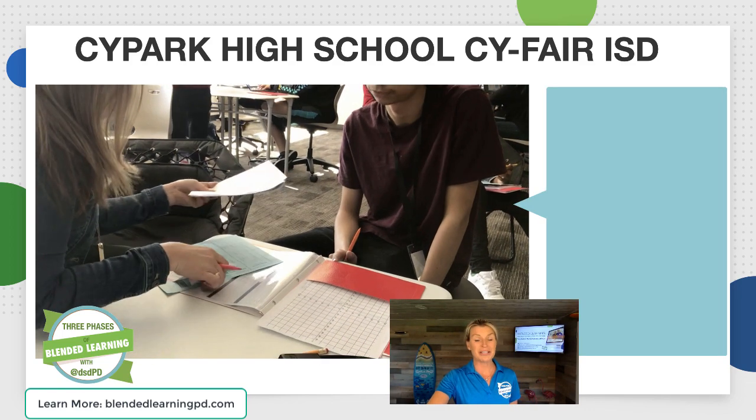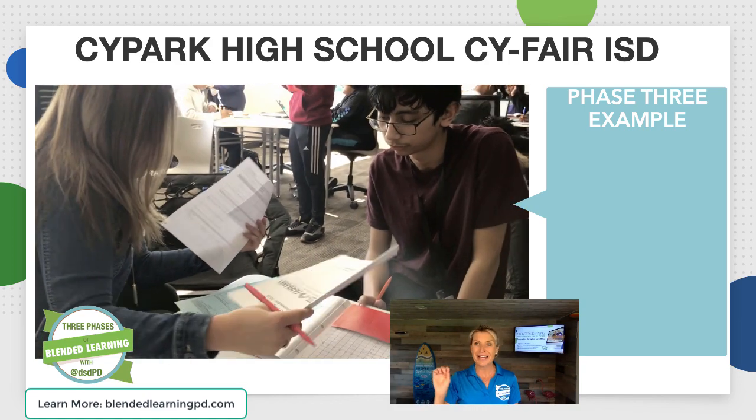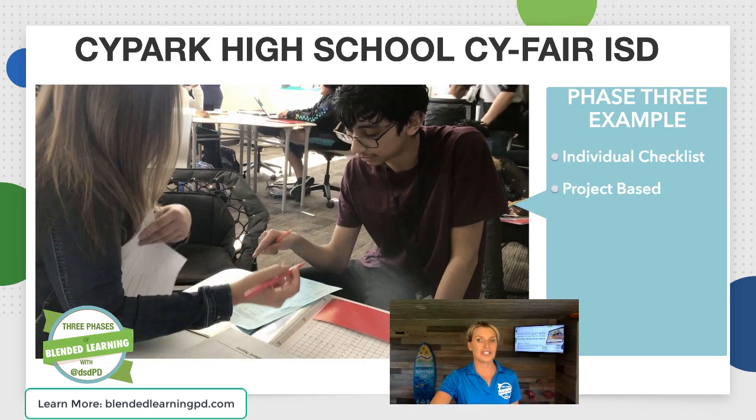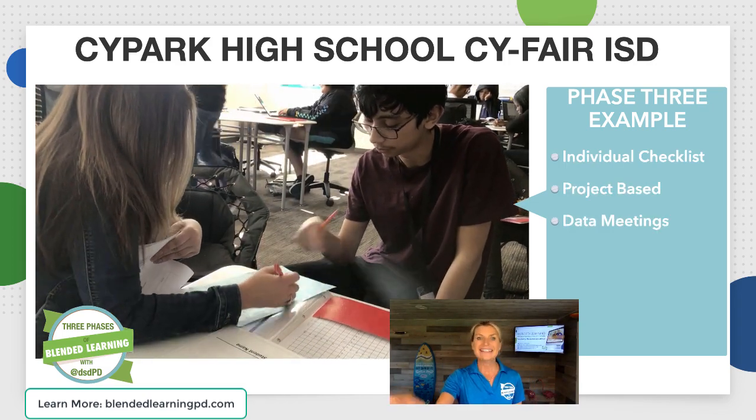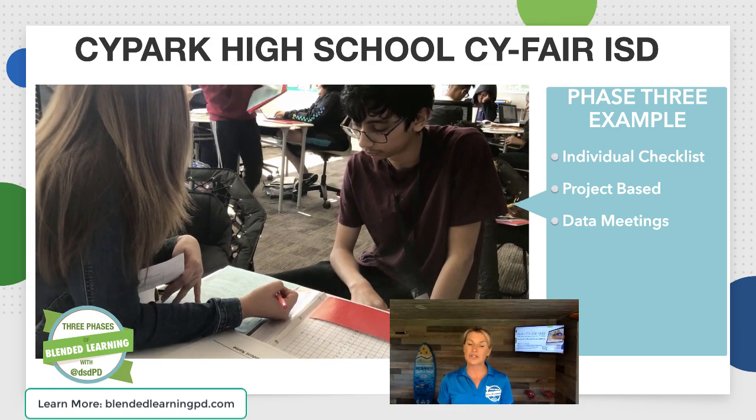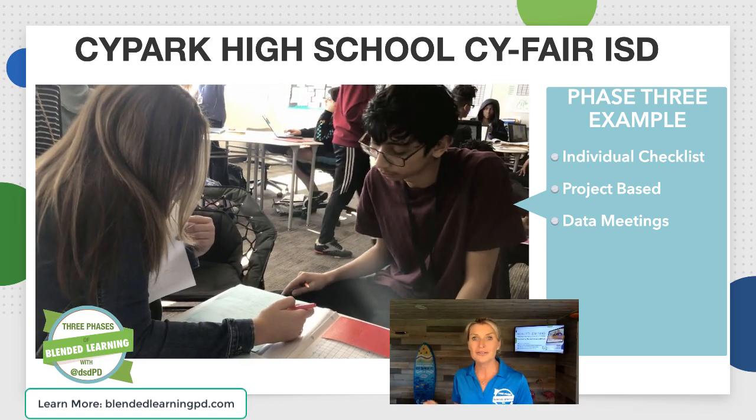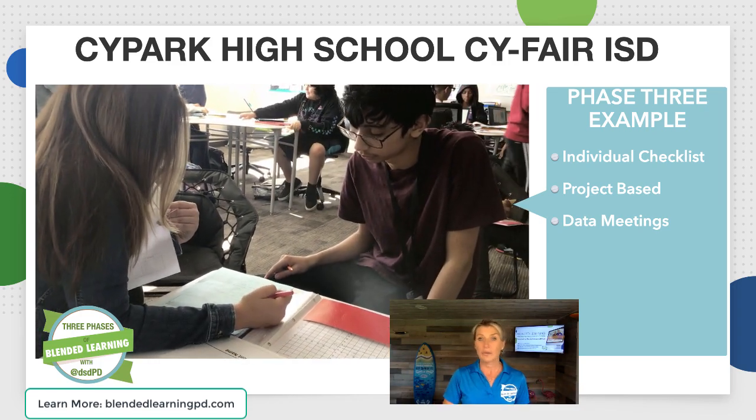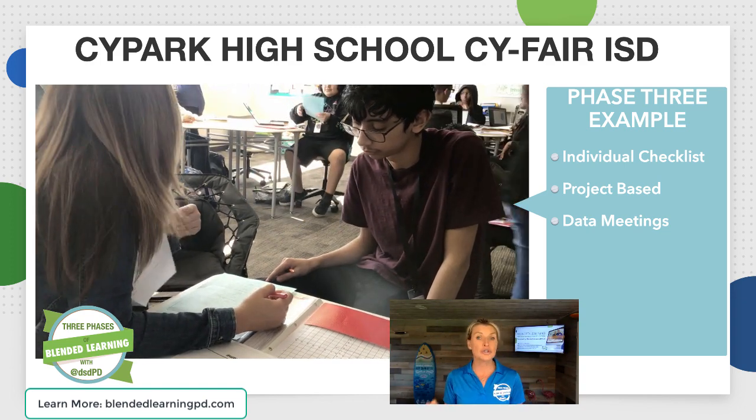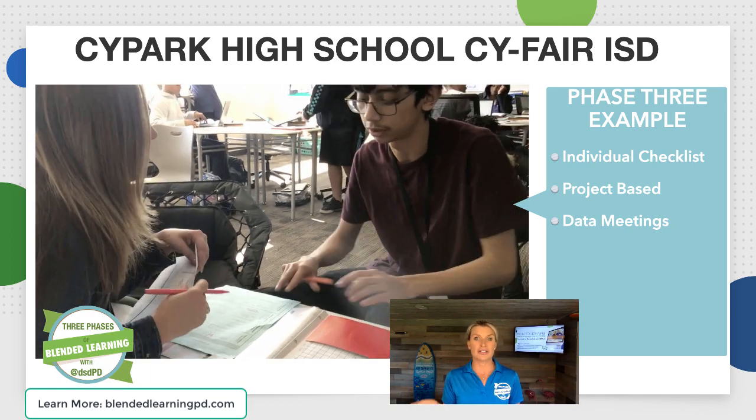I love phase 3 because remember, phase 3 is one baby step away from becoming a personalized learning environment. So what that looks like is there's individual checklists, there's projects going on, data meetings. This is an example of one of my friends, Kelly, and she's doing a data meeting with her students every week. She said as soon as she started doing these data meetings and holding the students accountable, her scores went through the roof, her behavior diminished because the kids knew that she was going to call them to the table, and the levels of engagement also started to rise.